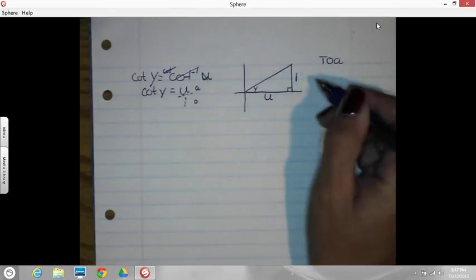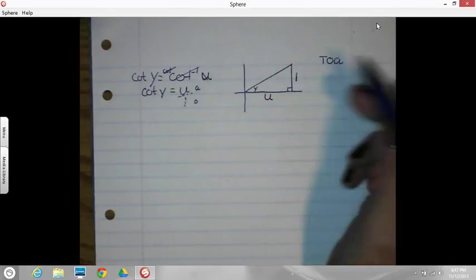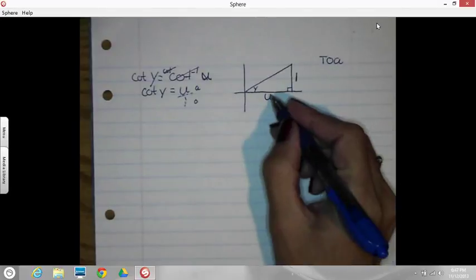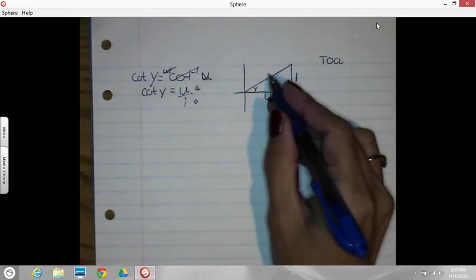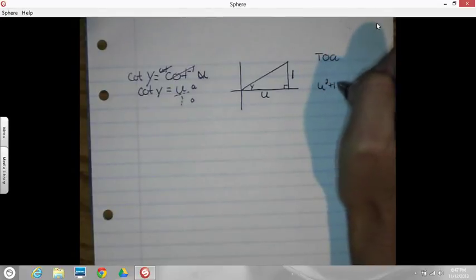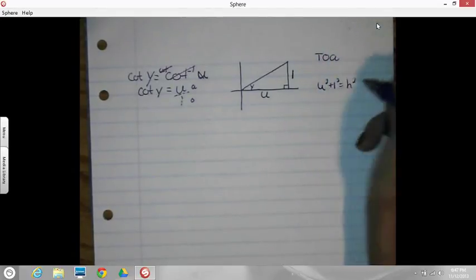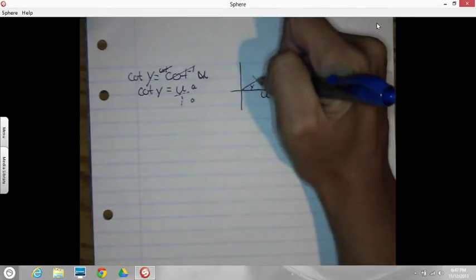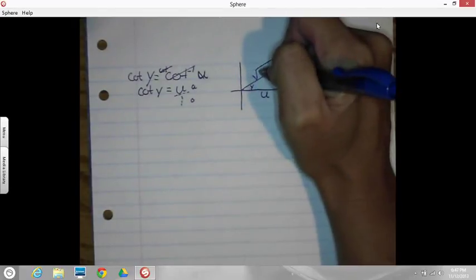And I have to do a little Pythagorean theorem to get the missing side. So it's leg squared plus leg squared equals hypotenuse squared. If you need to write that out, u squared plus 1 squared equals hypotenuse squared. I can see that the hypotenuse is going to be the square root of u squared plus 1.